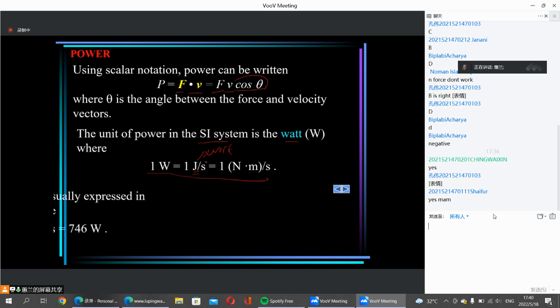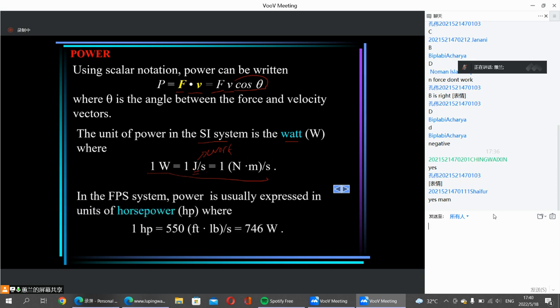This is a unit for work per unit time. In the FPS system, sometimes we would like to express the power in units of horsepower, HP. Okay, this HP means horsepower. So you can transfer the units of the SI system to the FPS system.